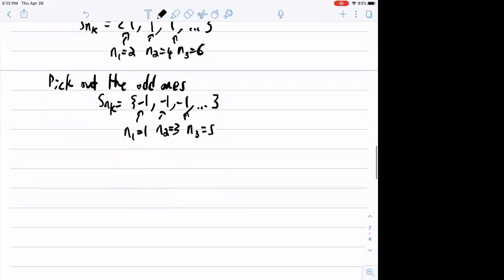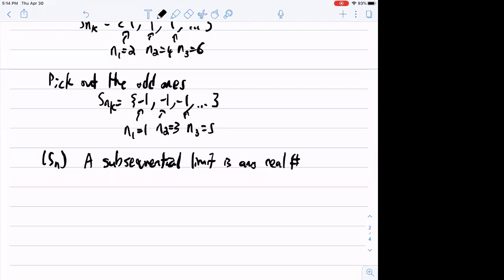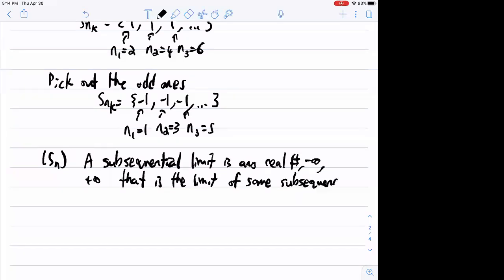So here, now this might be a bit confusing. We define a subsequential limit to be any real number, and now this is why I don't like it, negative infinity or positive infinity, that is the limit of some subsequence of Sn, right? It's exactly what you think, right? A subsequential limit is the limit of a subsequence. It has the word subsequence in it. So some subsequence of Sn.